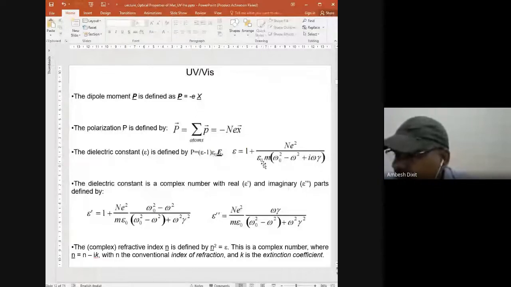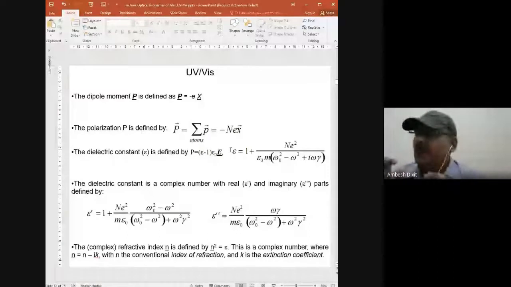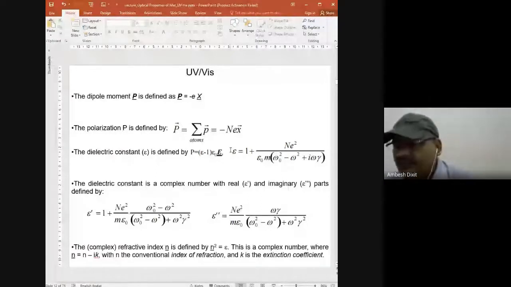So now I got the dielectric constant of my material by using a very simple approximation of the oscillating atomic view in the presence of an external electric field inducing the dipole moments, and summing all the dipole moments of the material. So I got my very simple dielectric constant relation in terms of omega. So epsilon is a function of omega, or wavelength lambda.